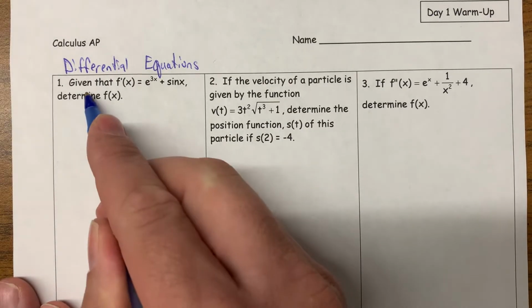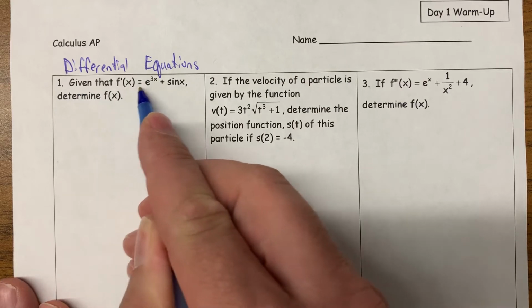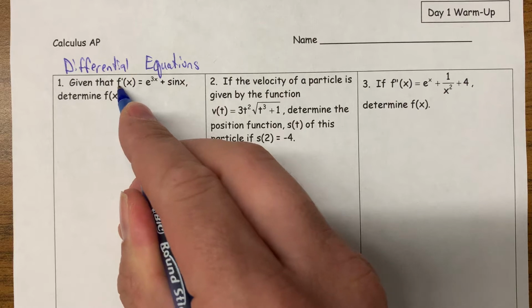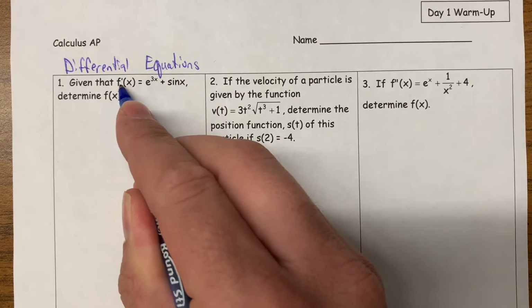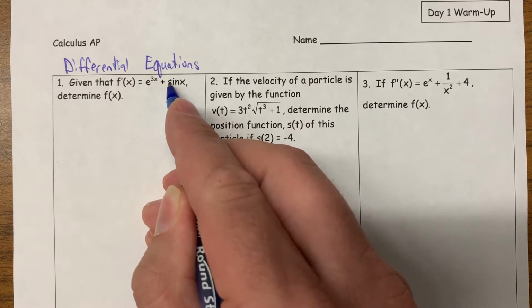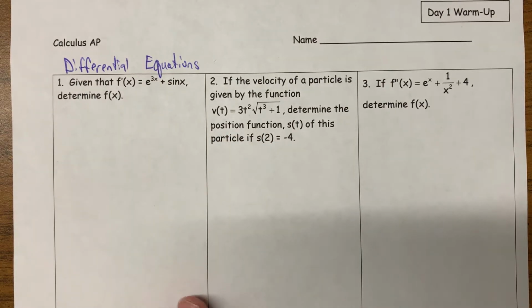We're going to start with a warm-up of some differential equations you should already be able to solve. So here's this first one. Given that f prime of x equals e to the 3x plus sine of x, determine f of x. Notice, this is a differential equation because it's giving us a derivative function. This is telling us about the slopes of the original function. And so we can find the original functions.